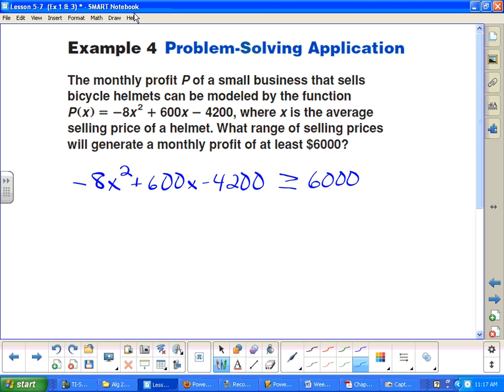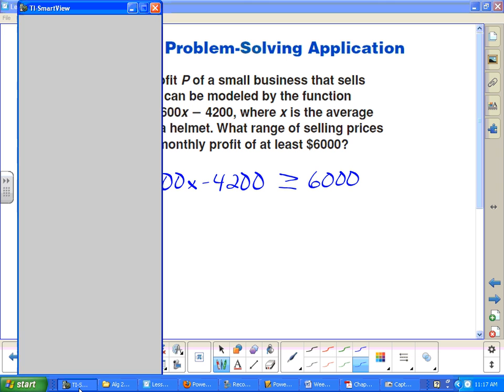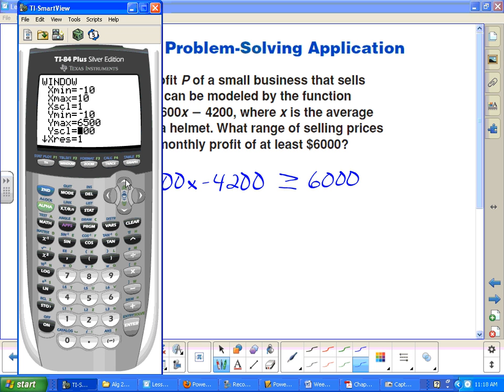Okay, so since X is the average selling price of the helmet, then we're probably going to need to change our X max. Do we care about the negative values for selling price? No, we don't. Okay. And X max, they might be 20, so let's try 20 for our X max. I'm just taking a guess of what it might be. All right, so let's graph it and see what we get here. Okay, obviously the selling price is a little more than $20 then, right? So let's go a little bigger. Let's even increase it up to 50 and see what happens.